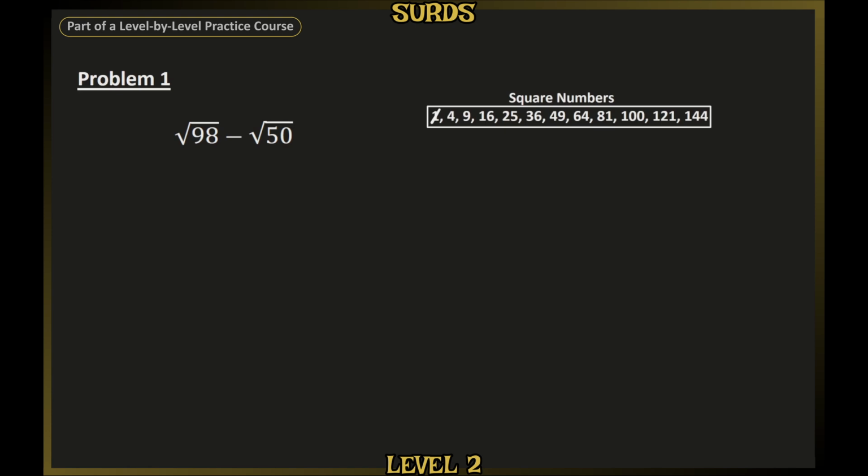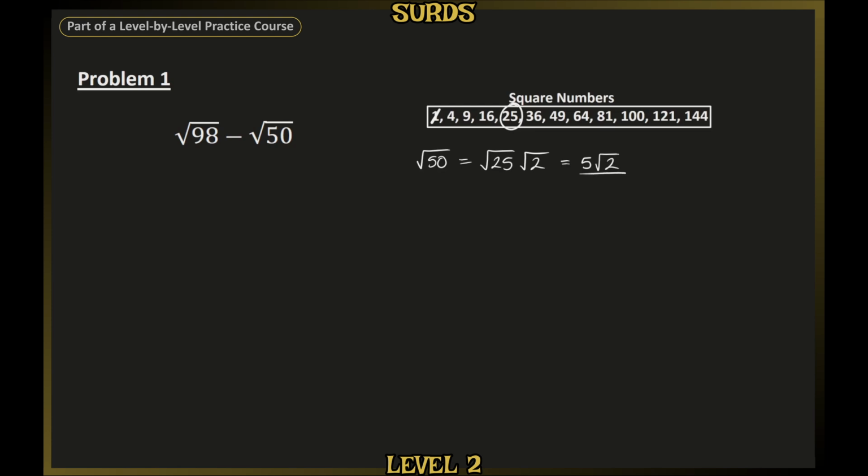So starting with the smallest surd, which is the square root of 50, we need to find two numbers that multiply to make 50, where one of them is on our square number list. And since 50 can be divided by 25, we can rewrite the square root of 50 as the square root of 25 multiplied by the square root of 2, because 25 times 2 is 50. Now, because 25 is a square number, we can square root it. So the square root of 25 is 5, so this becomes 5 root 2.